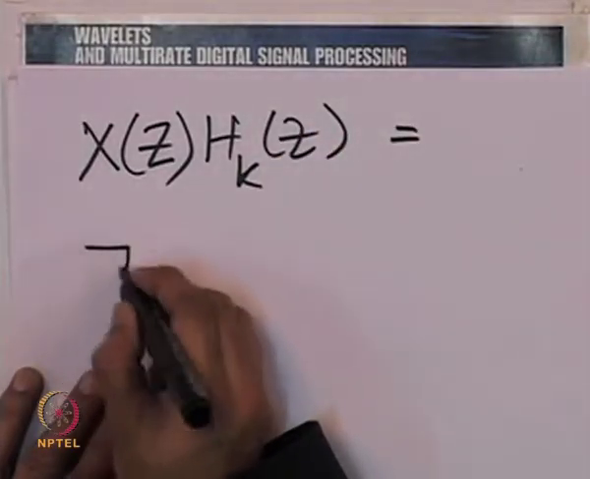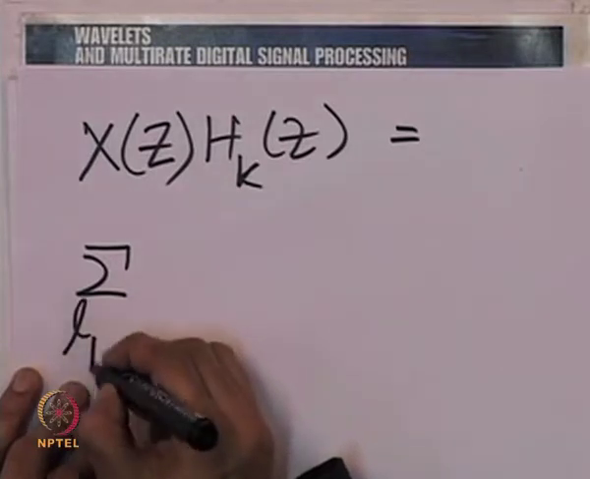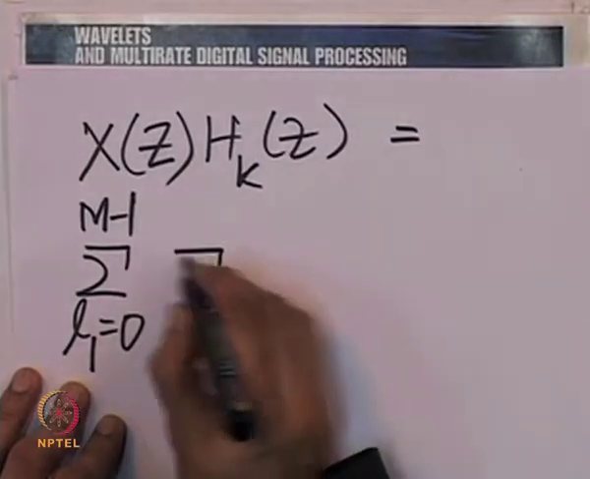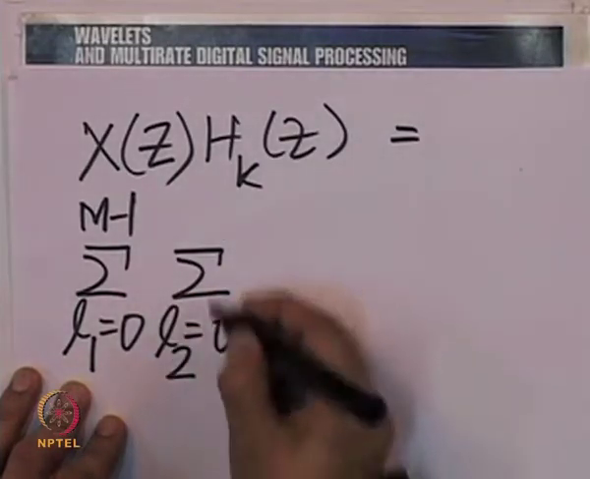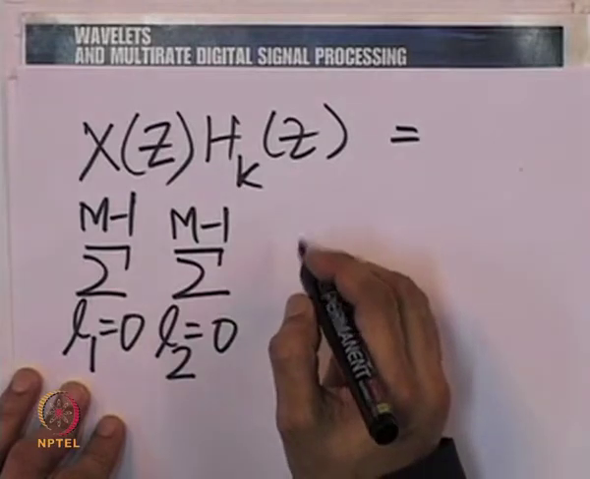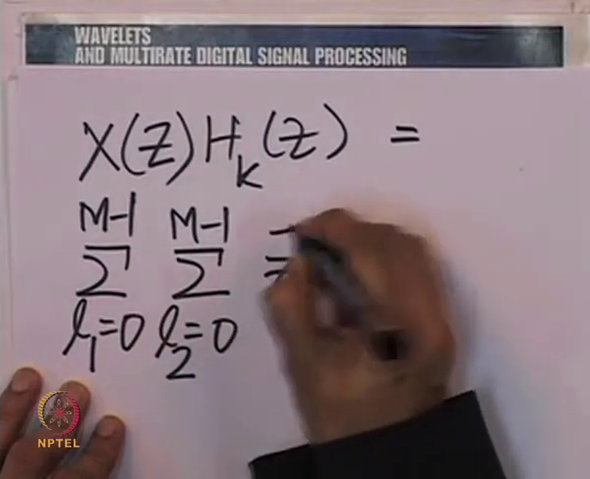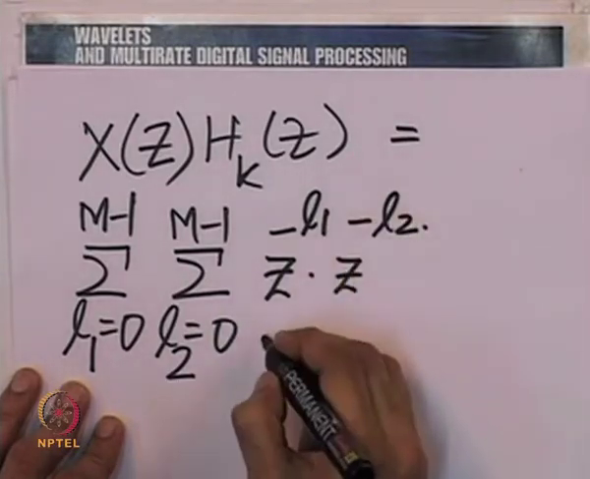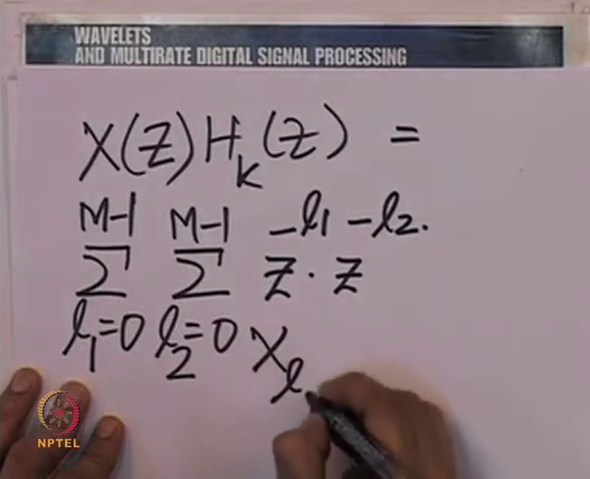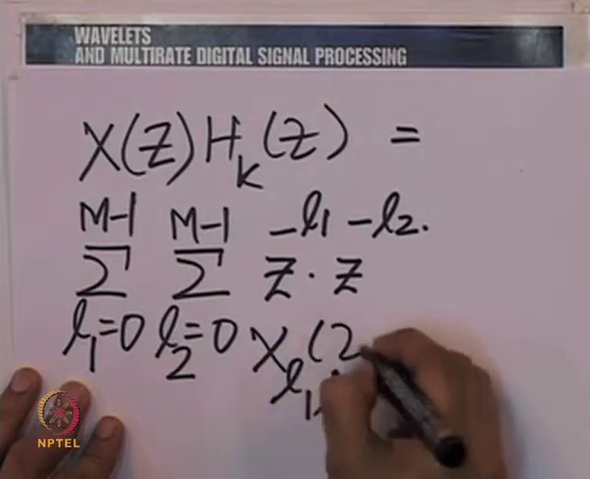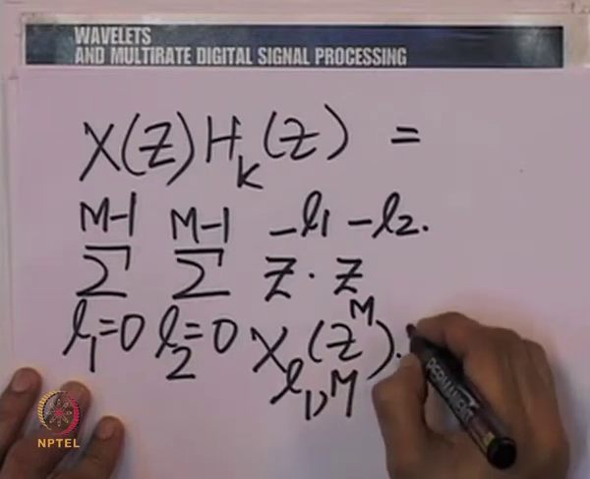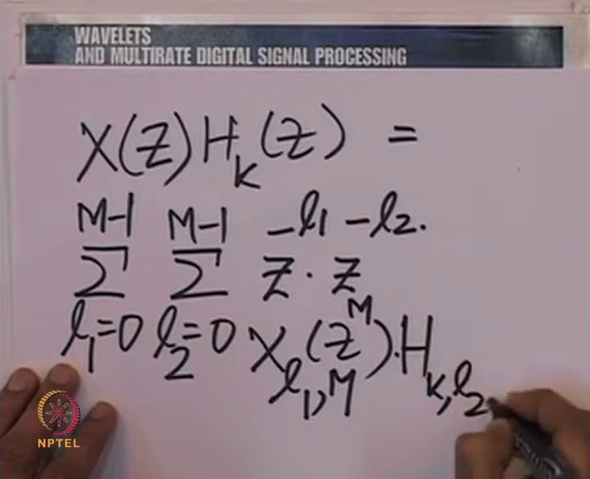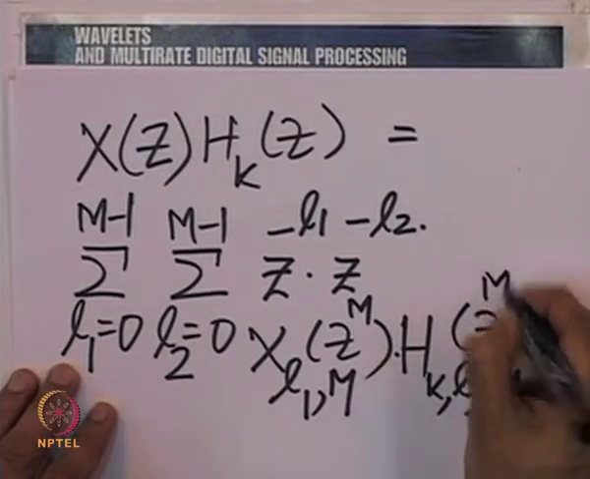which is of the form summation L1 going from 0 to M minus 1, summation L2 going from 0 to M minus 1, z raised to the minus L1 times z raised to the minus L2 times capital X_L1(z^M) and capital H_k,L2(z^M).